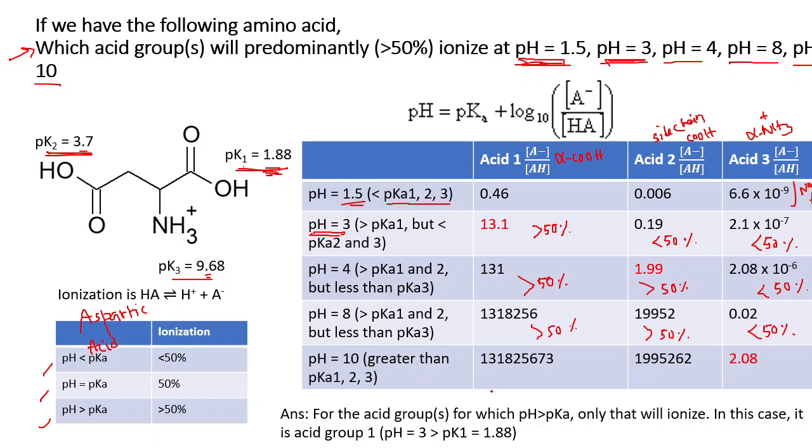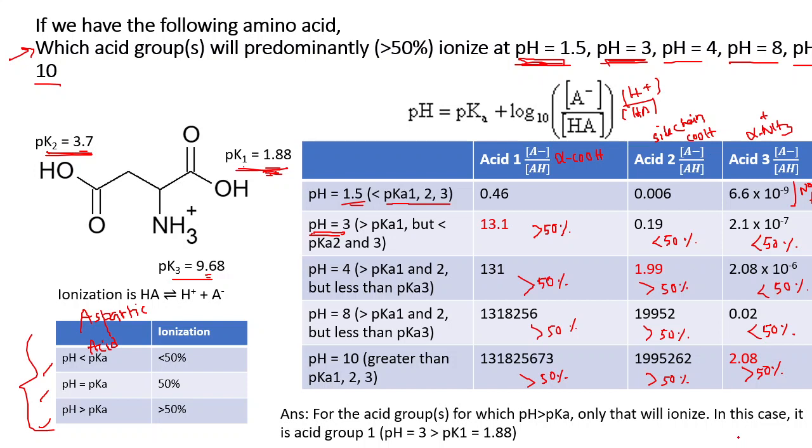Now at pH 10, it is over the pK for all three. So now for all three, it will be over 50% ionization. Okay, so we just use this rule to interpret. And more quantitatively, this is the ratio that you can calculate out of this. So the ratio being the A minus by HA, or in other words, H plus by HA. Okay, that you can calculate for all three acid groups.